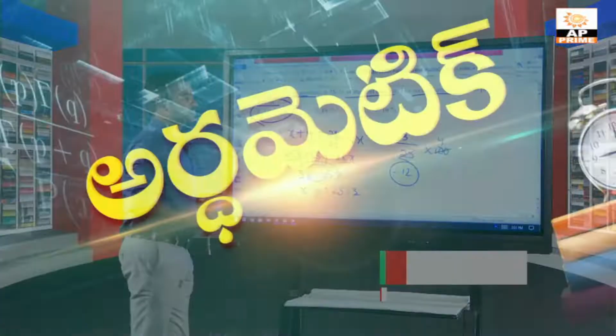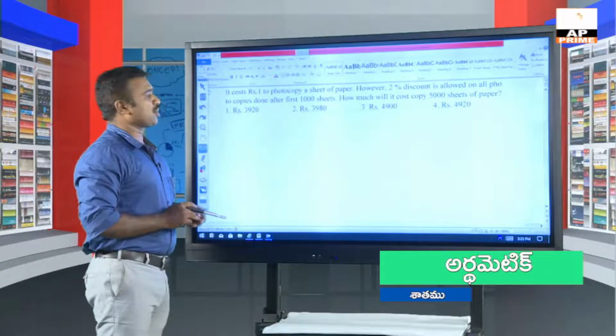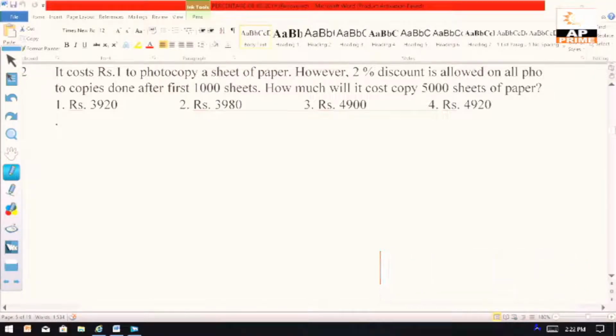Next, it cost 1 rupee to photocopy a sheet of paper. However, 2% discount is allowed on all photocopies done after first 1000 sheets. How much will it cost to copy 5000 sheets of a paper?